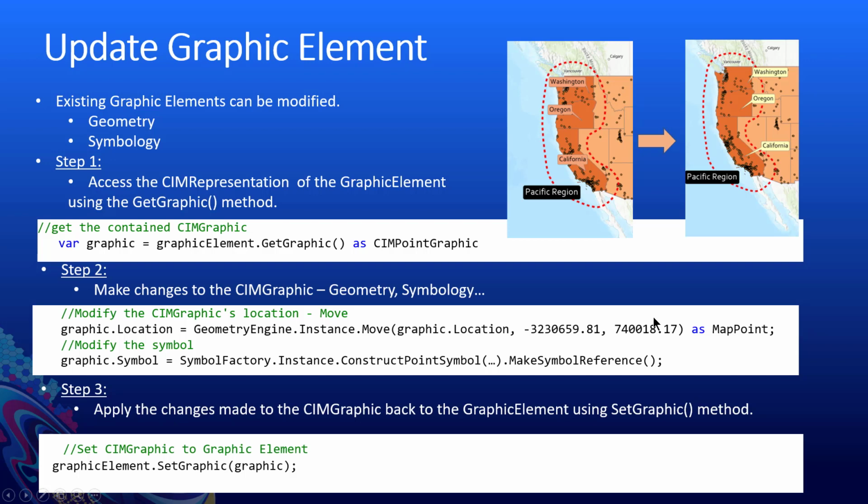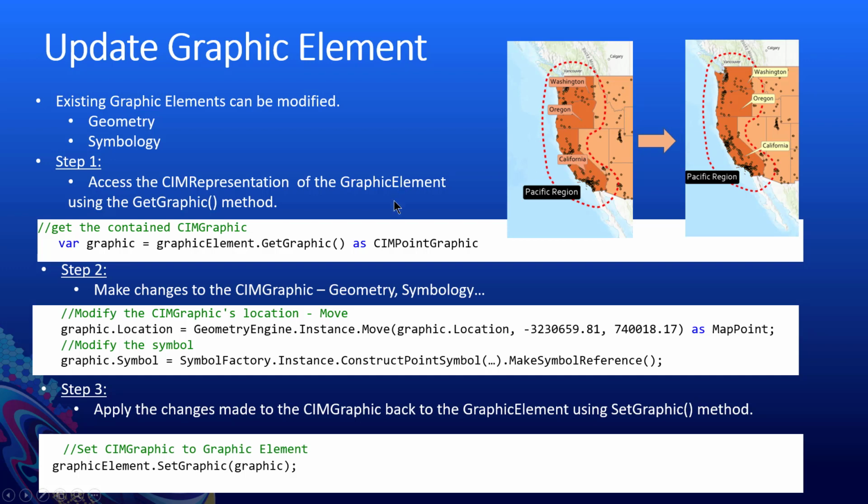Existing graphic elements in a map can be modified programmatically using the Pro SDK. The two aspects of a graphic element that can be modified are its geometry and the symbology. For example, the graphic text element can be misplaced on a map. You can move the location using the Pro SDK. Additionally, you can change the symbology of graphic elements also.